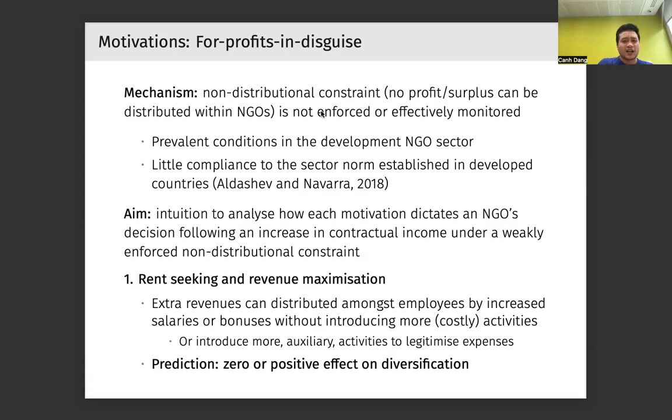The intuition is very, very simple. Because I really care about maximizing the revenue, now I have an increased revenue. Either I don't really care about increasing my offering, or I would try to offer more to gain more and more revenues in the future. So if an NGO is driven by the revenue maximization motive, an increase in the funding or an increase in income would be associated with a zero or positive increase in their diversification.